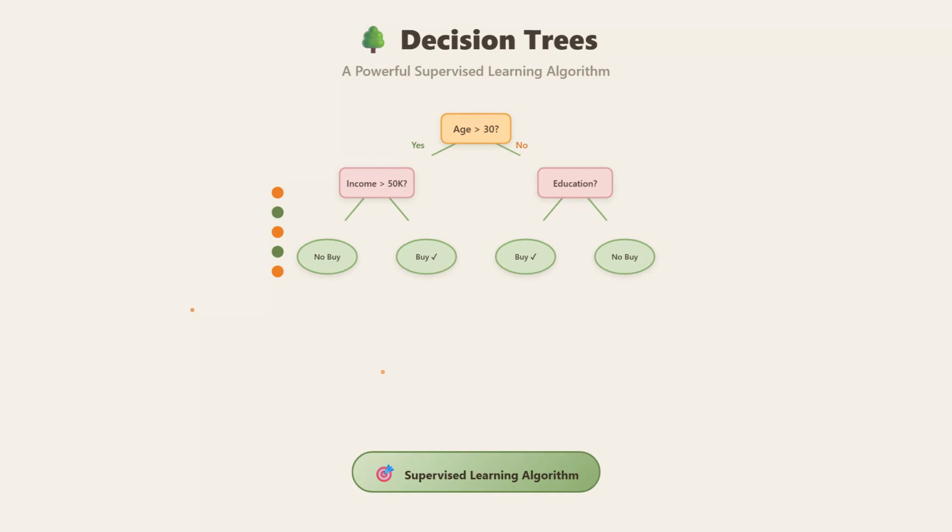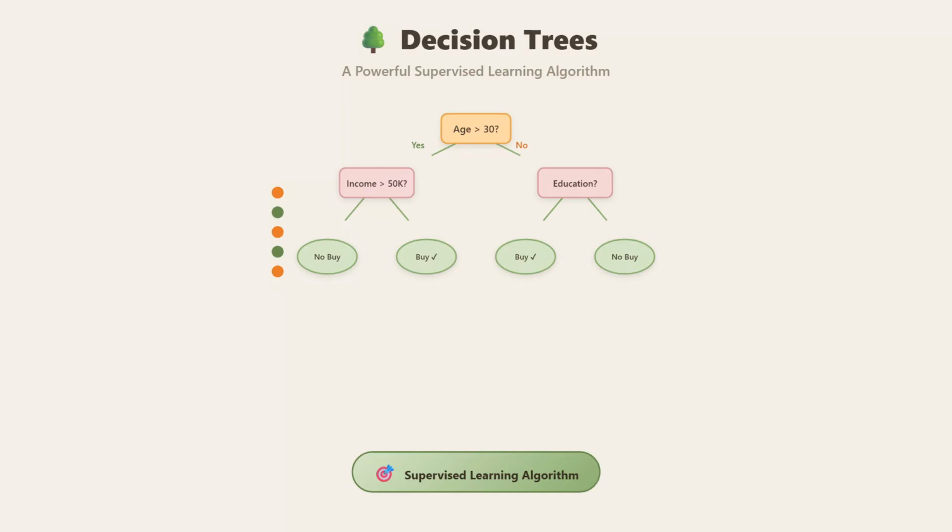The tree grows branch by branch, with the root node at the top representing our first question. Data points flow into the tree from the left side, each one following its own path through the branches based on how it answers each question. Eventually, every data point lands in a leaf node at the bottom, which gives us our final prediction. The colors on the leaves tell us which class each data point belongs to.